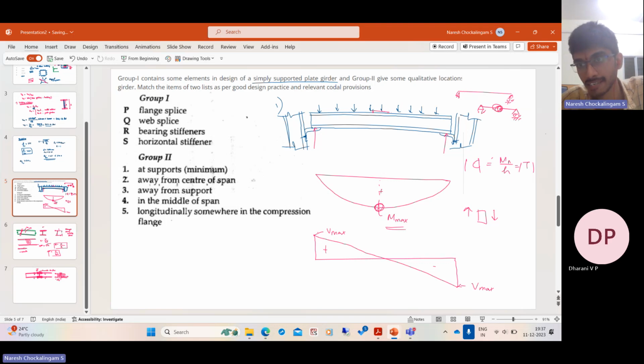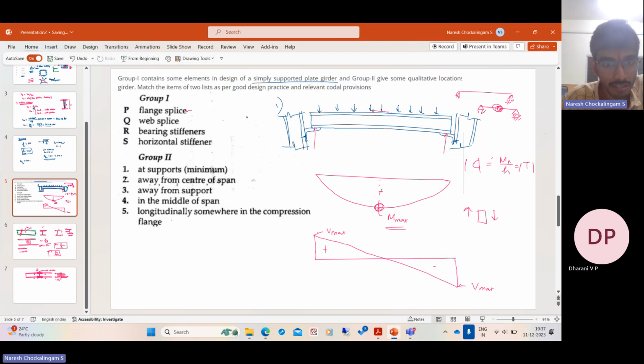You put some rotational spring, because there is some additional flexibility. It will not become a hinge. It will have some bending capacity, but that will be less than an intact I-beam. Therefore, putting a flange splice at the middle is not advisable.